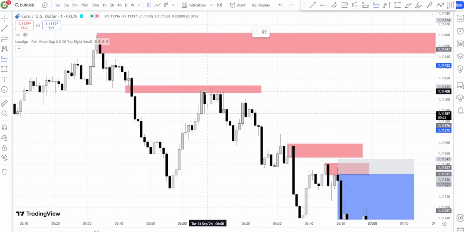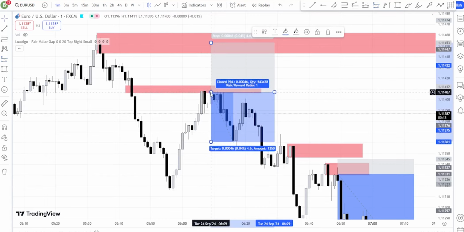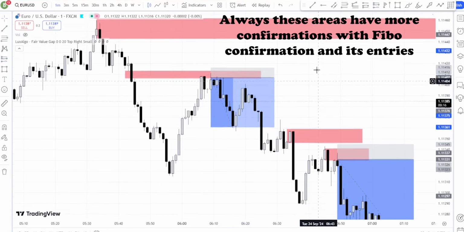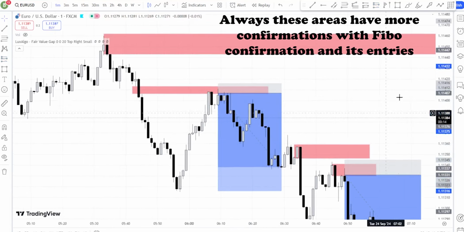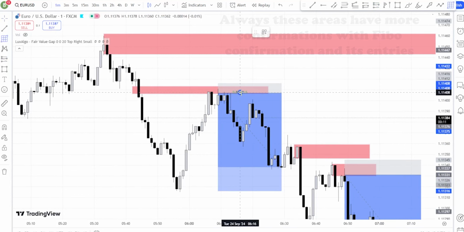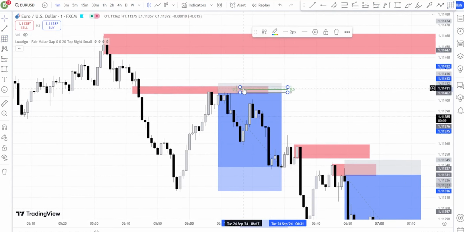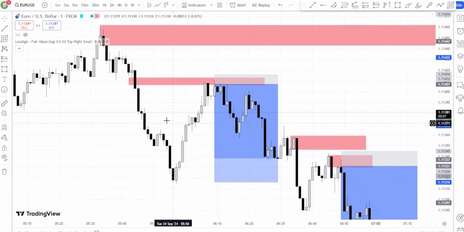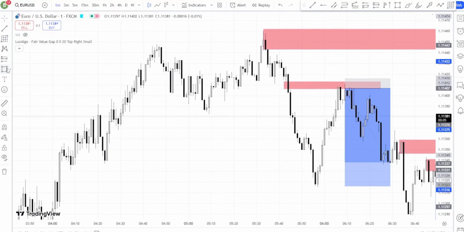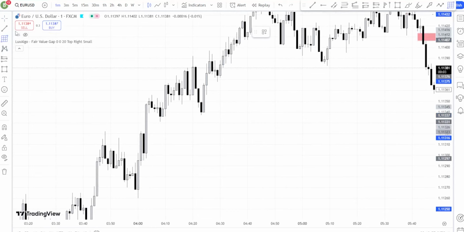The Fair Value Gap (FVG) strategy from Lux Algo is a highly effective approach that capitalizes on inefficiencies in price movement often found between candles during strong market trends. These gaps indicate imbalances where price hasn't traded, and they serve as critical areas for potential retracement.